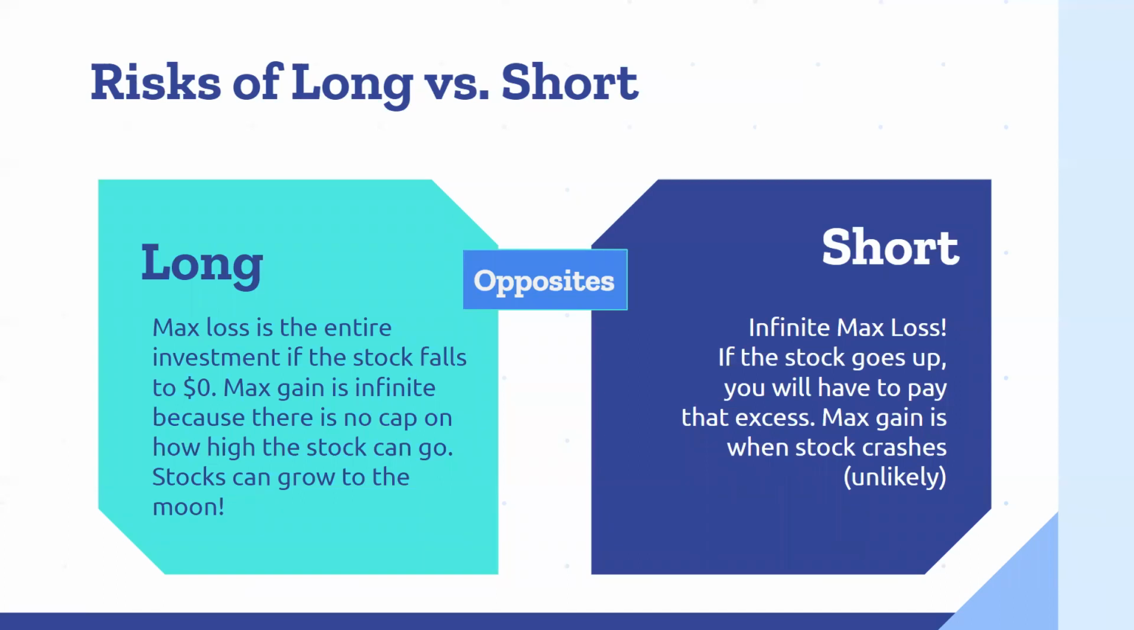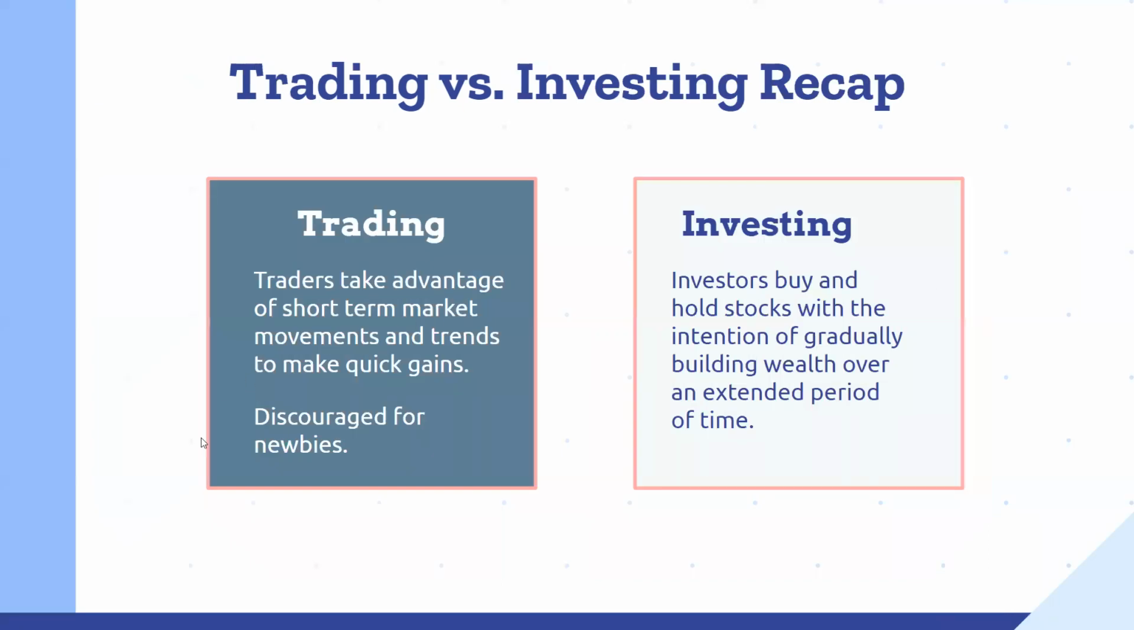But short positions are the opposite. The max loss is infinite because a stock can keep going up, and the higher it goes, the more you owe your brokerage for borrowing those shares. So if the stock goes up, you will have to pay that excess. However, the max gain is just the entire investment. So the max gain you can make on a short position is doubling the position, because when a stock crashes to zero, you don't have to pay anything back and you get to keep all of the gains that you borrowed. However, it's very unlikely that a stock will crash.